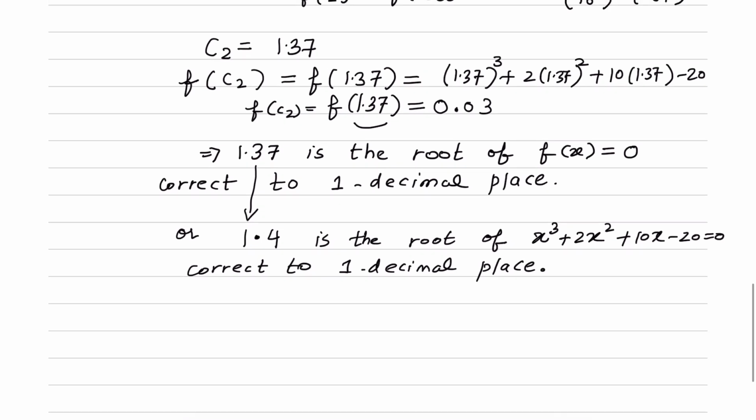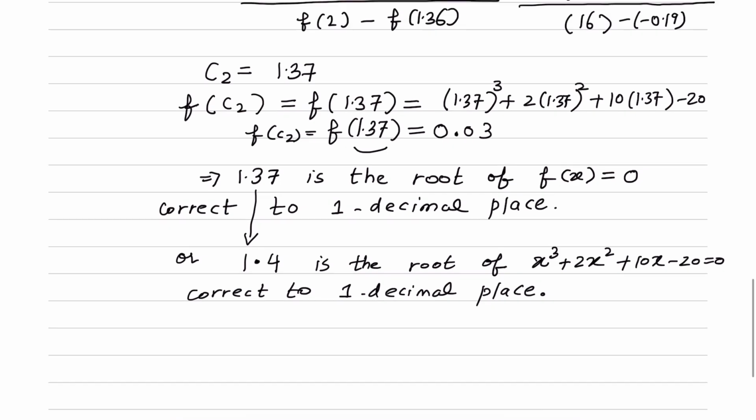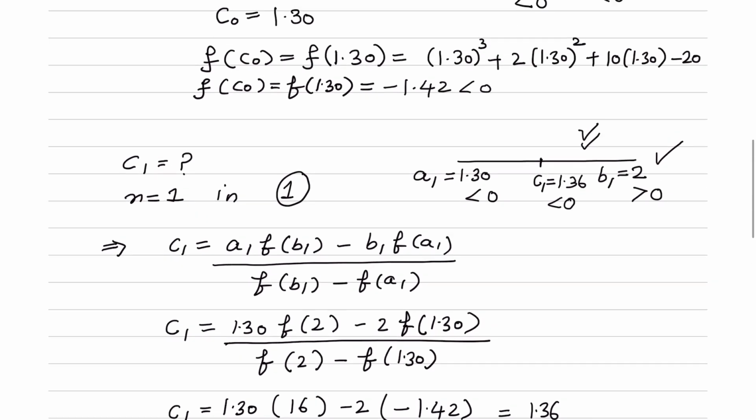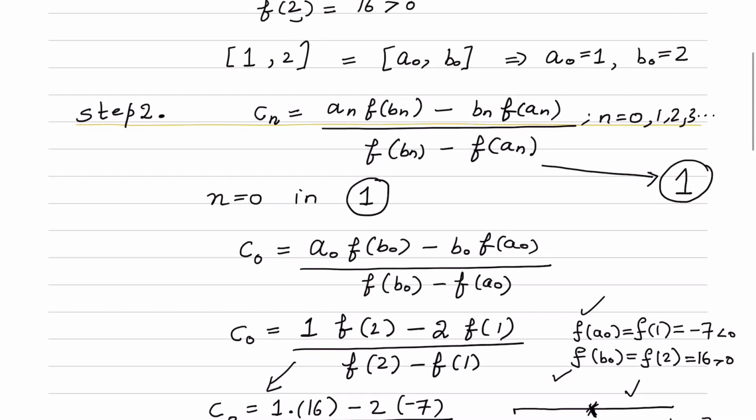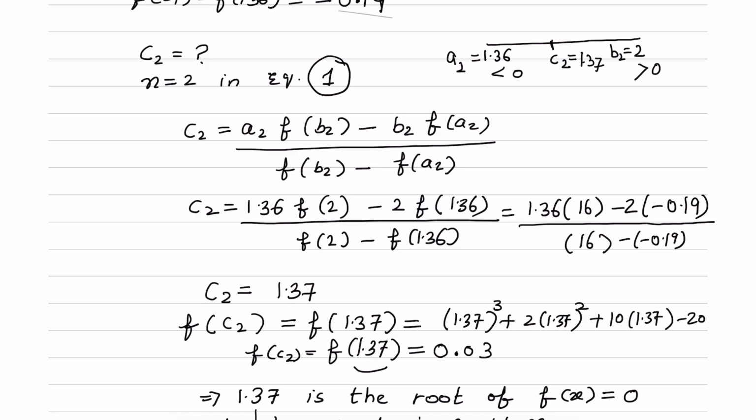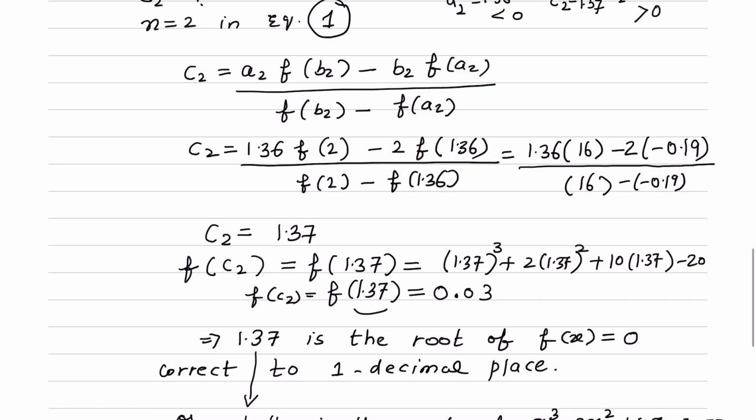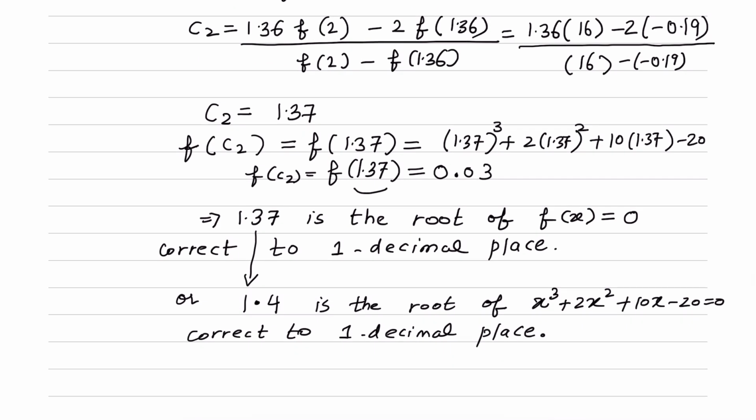So this is how we find the root of an equation by using false position method or Regula-Falsi method. So to find the false points, we have this formula: cn equal to an f of bn minus bn f of an over f of bn minus f of an. So we keep on choosing appropriate intervals and we find the false points in between those intervals, and one of those false points is going to be the root of the equation that we are looking for. So this is where we shall stop, and in the next video we'll talk about how to find the root of an equation by using Newton-Raphson method.